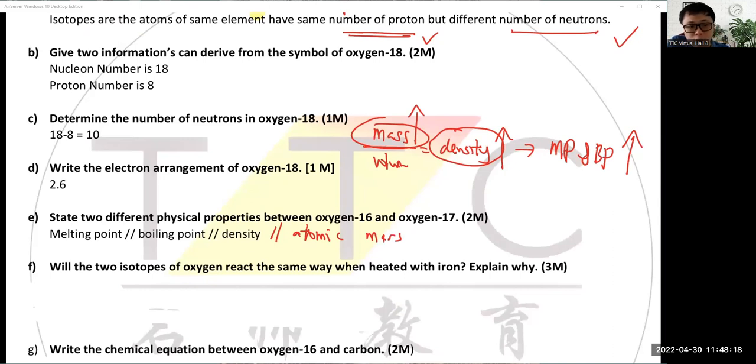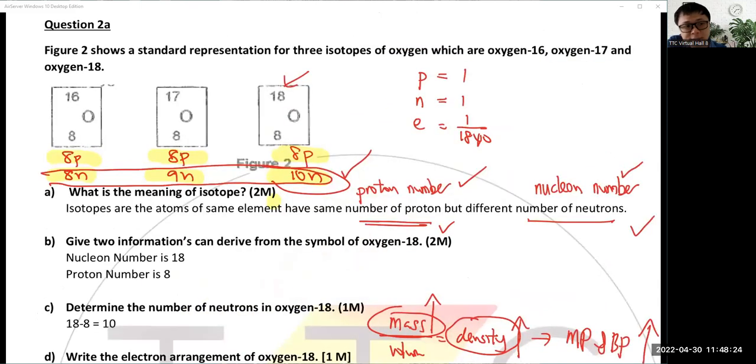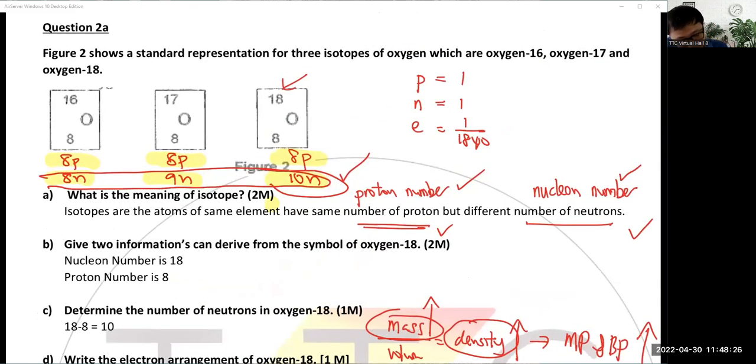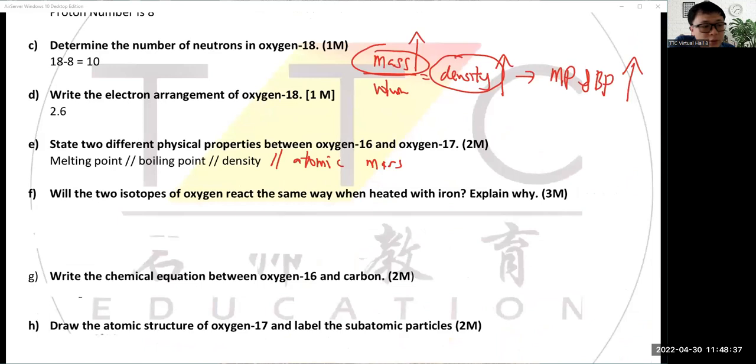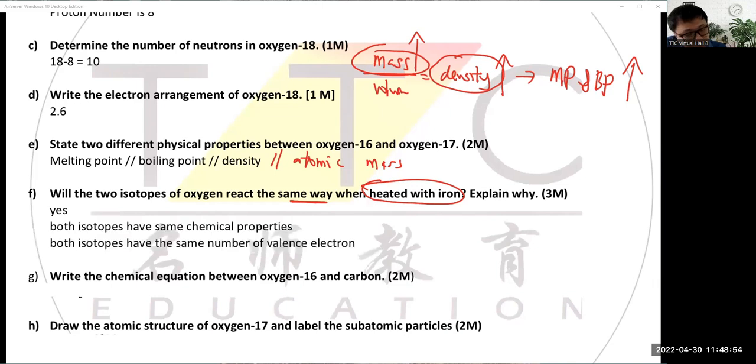But all these isotopes will have the same chemical properties. What does it mean? Whether it's oxygen 16, oxygen 17 or oxygen 18, they will all react with carbon to form carbon dioxide, because all of them are oxygen. Now, of course, in the question they won't ask you directly. This is how they ask you: will all this oxygen react the same way when heated with iron? Of course, they will react the same way, meaning all will become iron oxide. So this is your explanation: they all have the same chemical properties because they are all oxygen.